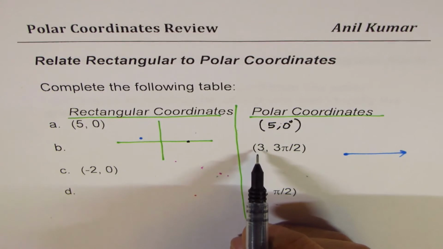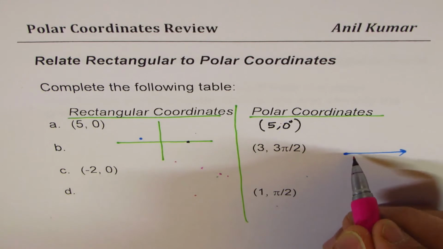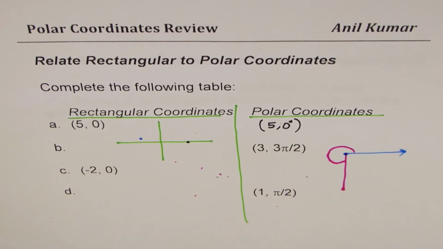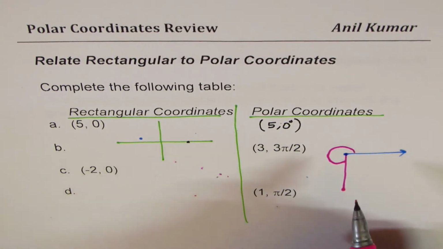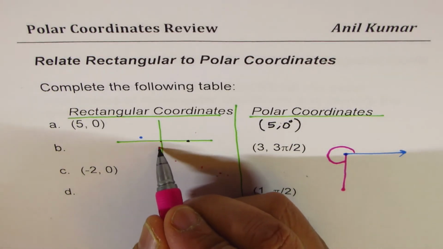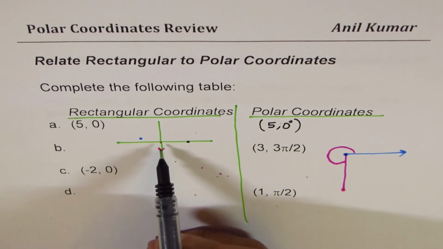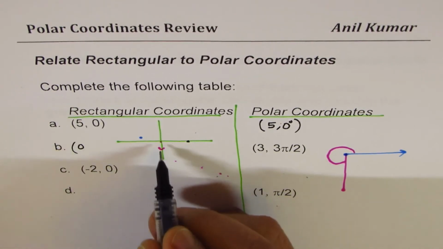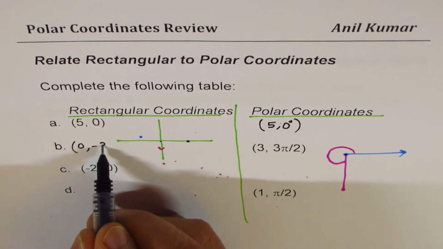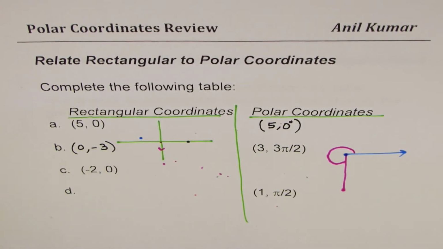Now if I am saying 3, 3 pi by 2, 3 pi by 2 is this angle, correct? Kind of like this. Now that becomes 3 pi by 2. So we are now looking at a corresponding point in this direction, somewhere here, right? So we know the x value is 0 here along negative y-axis, and negative 3 becomes the y value. So these two are equivalent. So you see how you convert it.